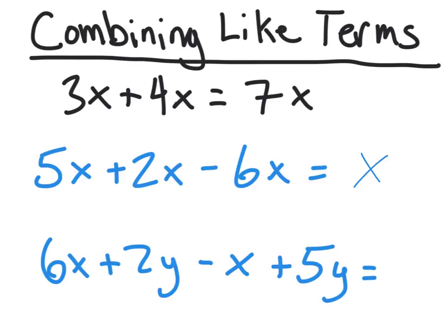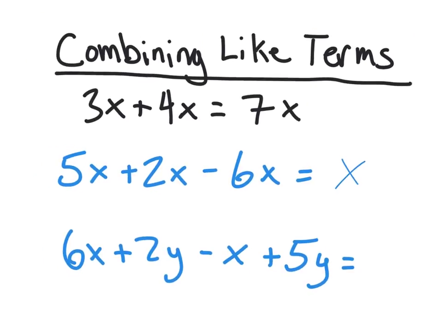Lastly down here, this time we have some different terms. We have 6x, but then we also have 2y, minus x, and plus 5y. We can't combine 6x and 2y because they're not like terms. They don't have the same variables. But we can take the 6x and the minus x and do 6 minus 1, because remember there's a 1 here. And then we can take the 2y and the 5y and do 2 plus 5. We're subtracting here 6 minus 1 because of this minus. Everything else is positive, so that's why it's 2y plus 5y.